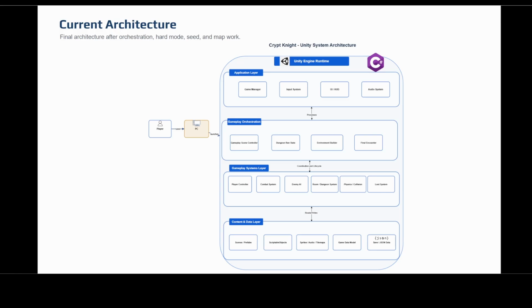The gameplay systems layer is where most of the core project-specific functionality lives. These systems are designed to be modular so that each major gameplay feature can be developed and tested separately while still integrating into the larger gameplay loop.